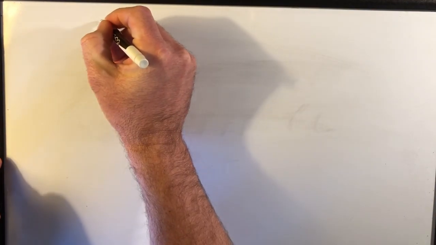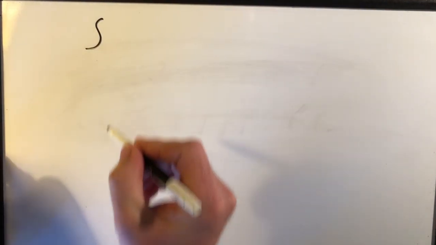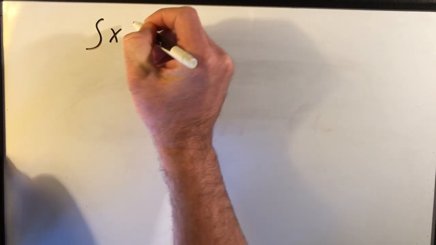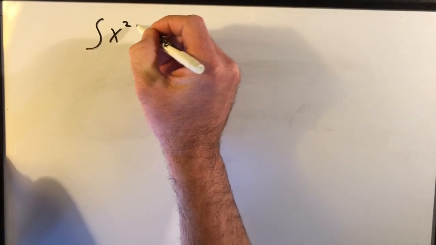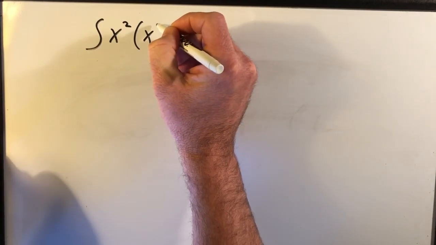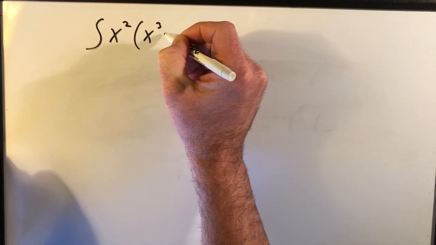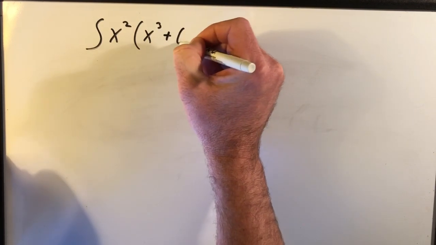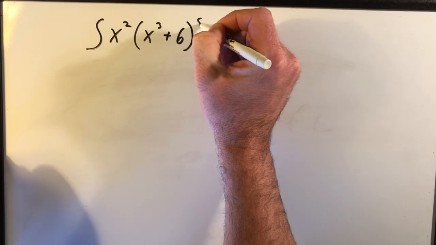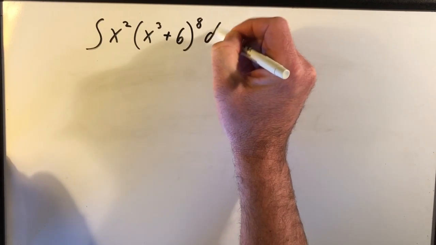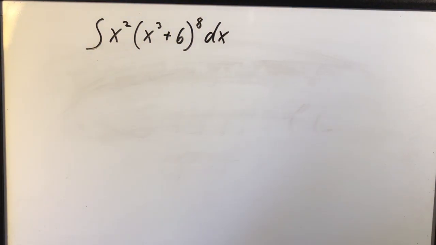So the first example I want to share with you is just a really simple problem where you have the integration of something, say like x squared, and in the parentheses you'll have x cubed plus 6, and then let's raise that to a power there, dx.